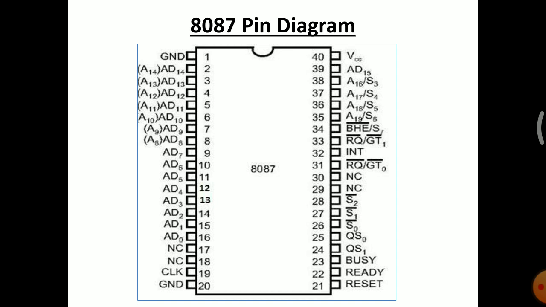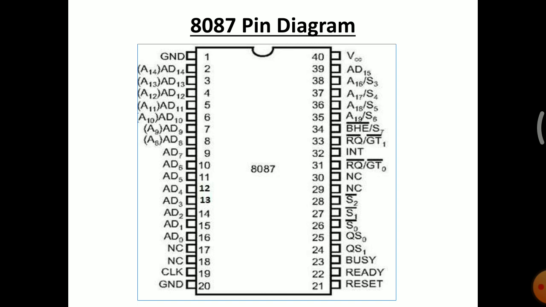Most of the pins are similar, and their working is very much similar to the pins of the 8086 microprocessor. You can see pin number 1 and 20 are ground. Pin number 40 is VCC. So these are power supply related pins.